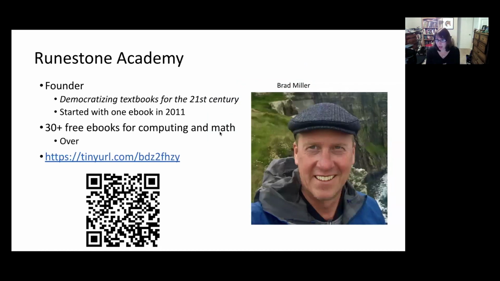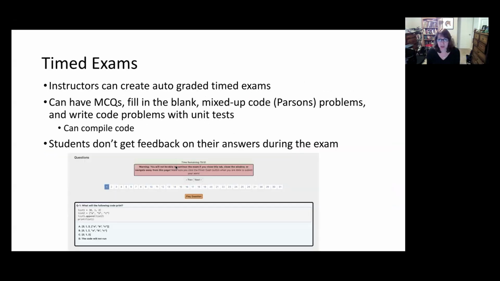Runestone Academy, which is the open source ebook platform that we use, was first founded by Brad Miller, who was a professor at Luther College. He wants to democratize textbooks. He wants everybody to be able to learn from a free textbook, not have to pay hundreds of dollars for a textbook. Currently, there are over 30 free books, both computing and math, and there's a URL and a QR code if you want to take a look at some of those books.